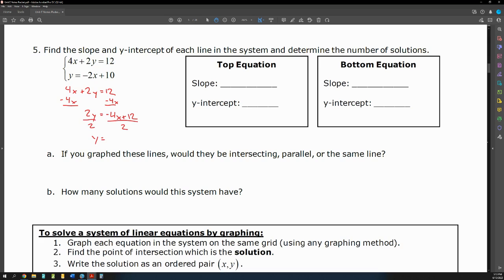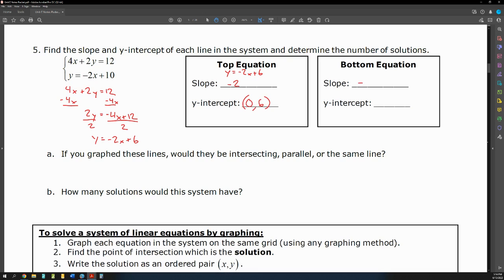So that tells me -4 divided by 2 is -2x. And then 12 divided by 2 is positive 6. So this top equation can be rewritten in slope-intercept form as y = -2x + 6. Therefore, the slope is the number in front of x, which is -2, and the y-intercept, as an ordered pair, is (0, 6).